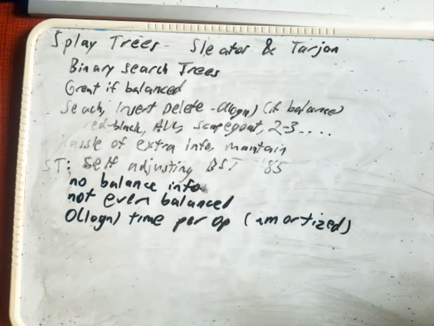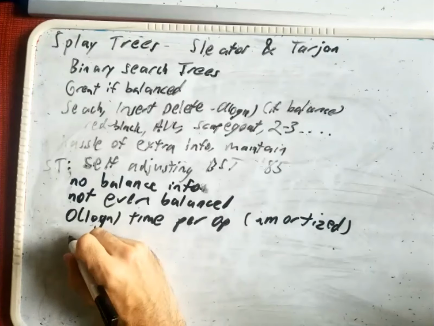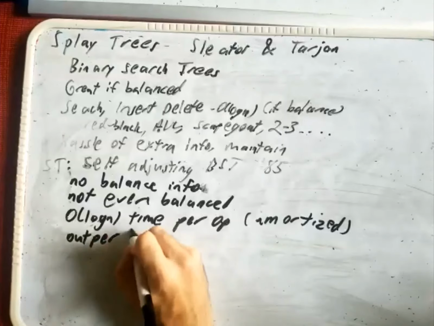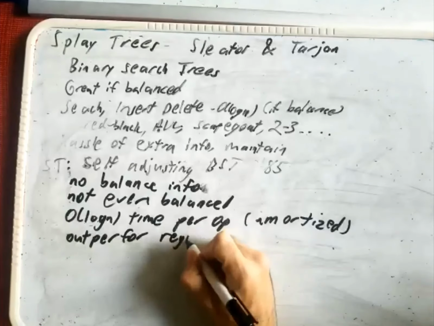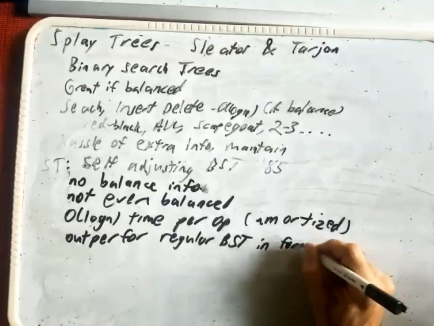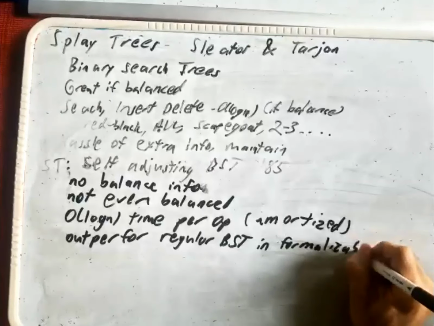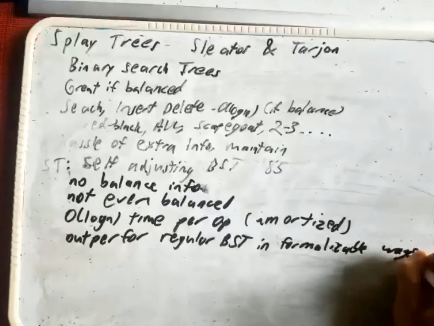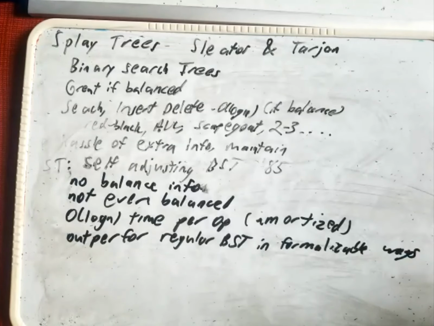In fact, they're way better. They outperform regular binary search trees in formalizable ways. Okay, so for example, if you search for all of the keys in your tree in order, then a regular binary search tree will take you n log n time, but a splay tree will do it all in n time. It somehow knows that this is an easy sequence of searches, and it does them faster.